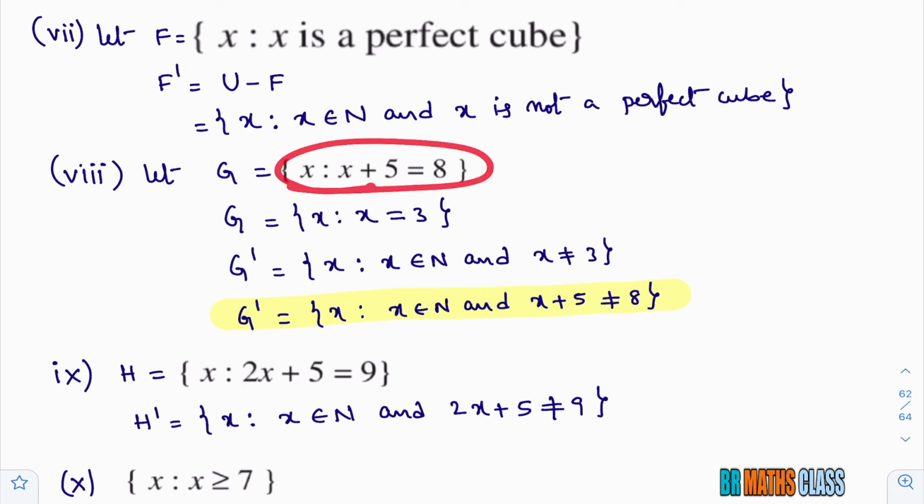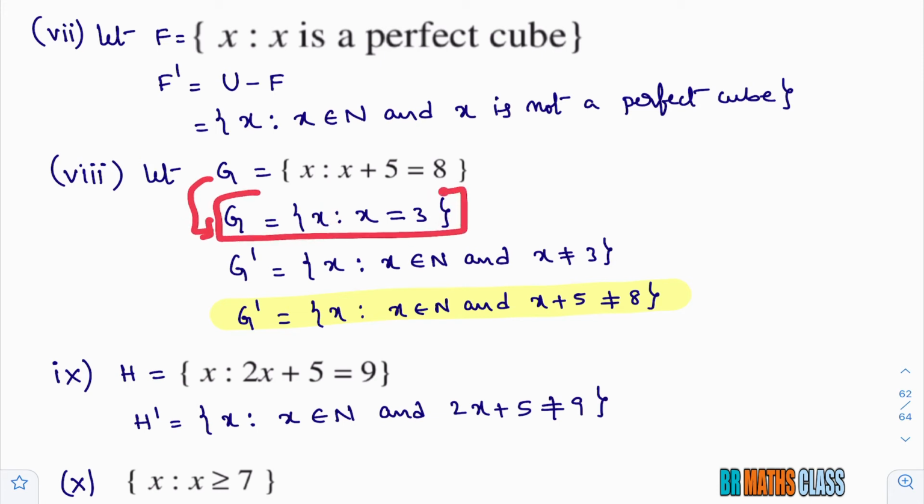Or else you can simplify this set. Here this is the set G. X such that you take 5 to this side. 8 minus 5 is 3. X such that x equal to 3. Given set can be written like this. What is its complement? X such that x is a natural number and x not equal to 3.